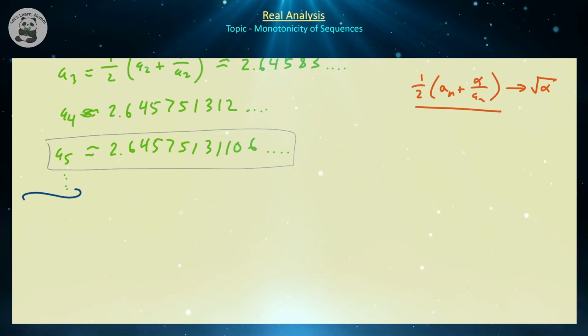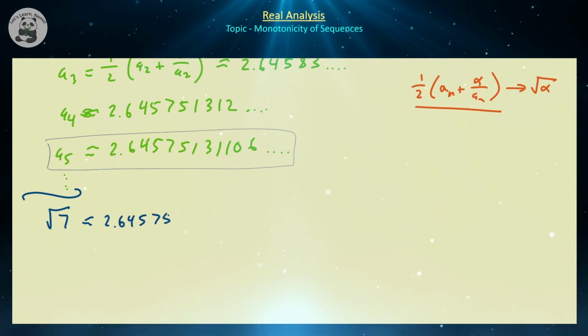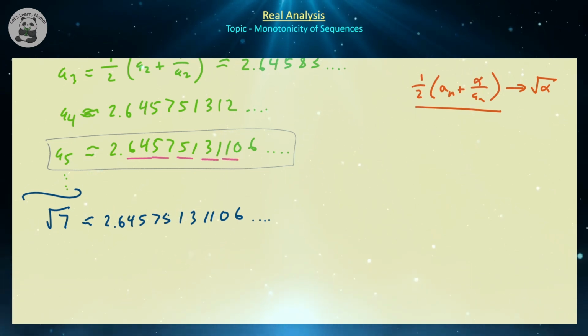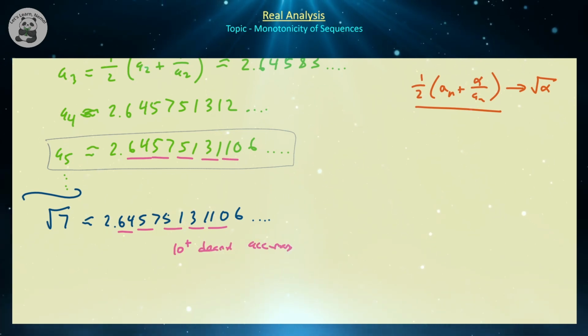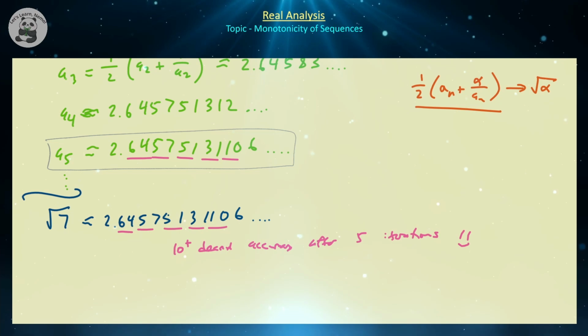There are obviously some methods that might converge faster, but you should be able to show, at least via a calculator, provided that you trust calculators, that this is equal to 2.64575131106, and so on. Notice that even after 5 iterations, these numbers match to at least 10 decimal accuracy: 2, 4, 6, 8, and 10. Obviously it matches on the 11th too, but this is 10 plus decimal accuracy after 5 iterations. Isn't that nice? If somebody asks, what is the square root of 7, you just do 5 iterations of this, and you can get 10 decimal accuracy. So it actually converges fairly rapidly.